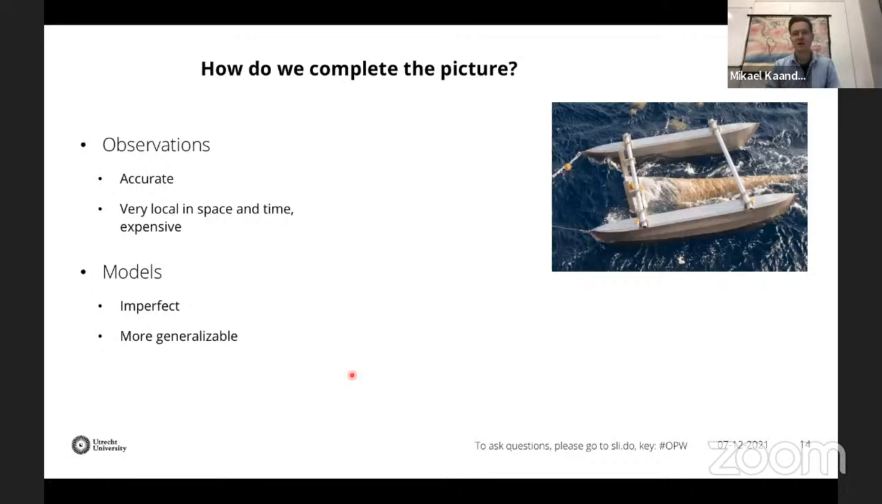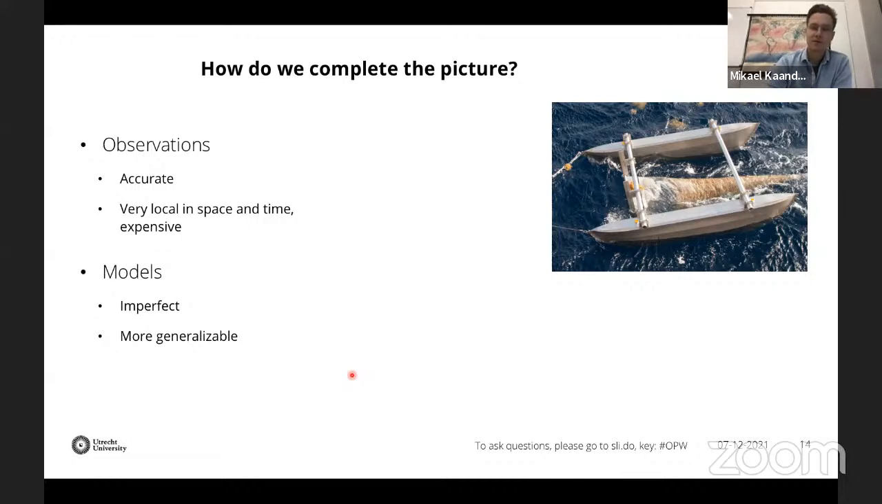So the big question is, how can we complete this picture? I would say there's 2 methods we could use. We could either use more observations. So the benefit of this is that they're really accurate. If you do your observations well, you really know what you measure. The downside of this is that they're very local, both in space and time, and they're often really expensive to carry out. So you need to go to the site where you want to measure. Costs a lot of ship time, a lot of man hours.